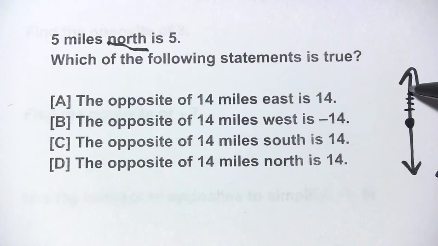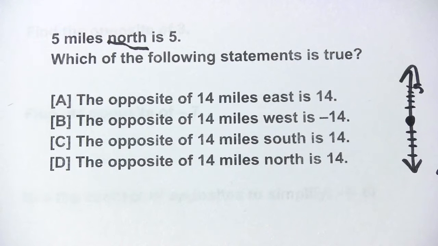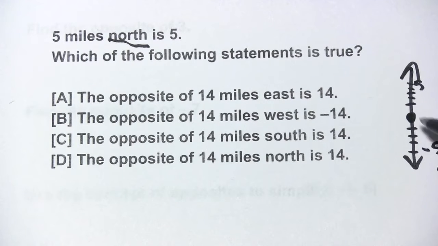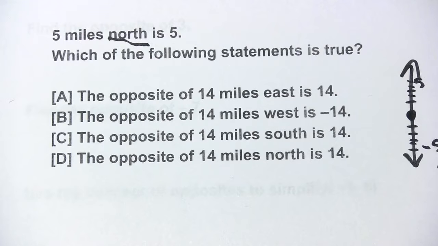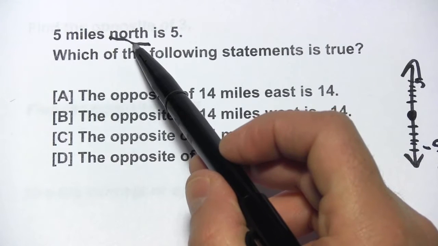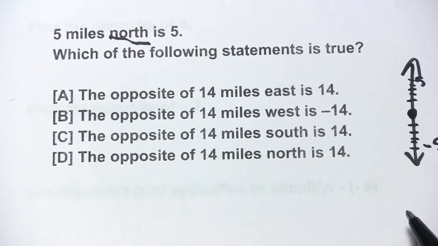So if you get up to 5, that's 5 north, which means that going the other direction would be the opposite. So this would be negative 5 if you went 5 south. So basically north is all the positive numbers, south is all the negative numbers. East and west, well, we're not dealing with those right now. If you get north, that means you're dealing with south. If you get east, that means you're dealing with west. We got north, so we're dealing with south.